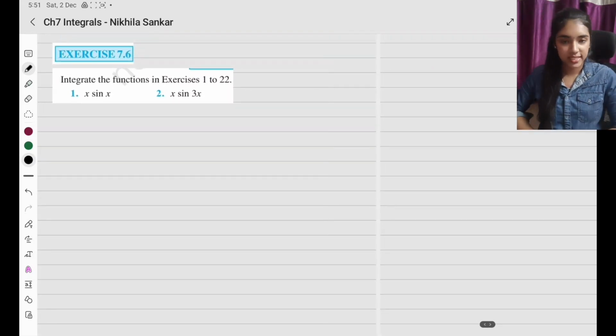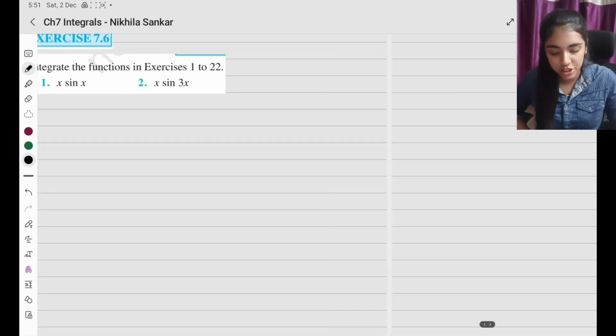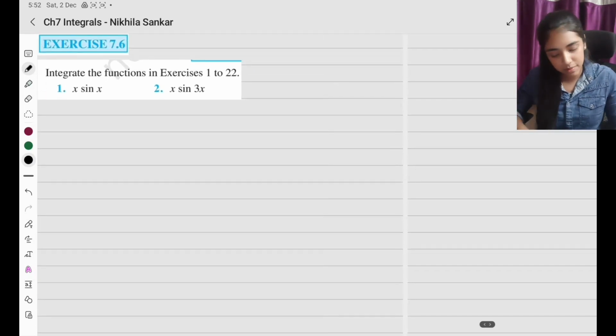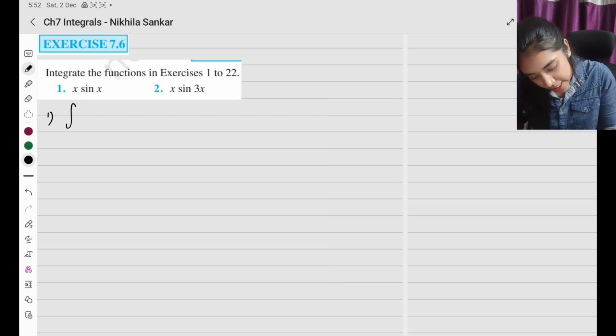Exercise 7.6. Integrate the functions. You see there are two functions. You have to integrate using integration by parts. Okay. So first question, integral of x sin x dx.